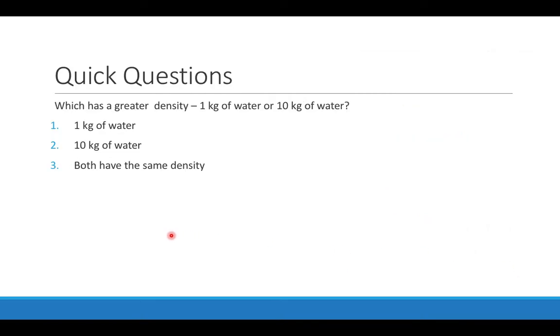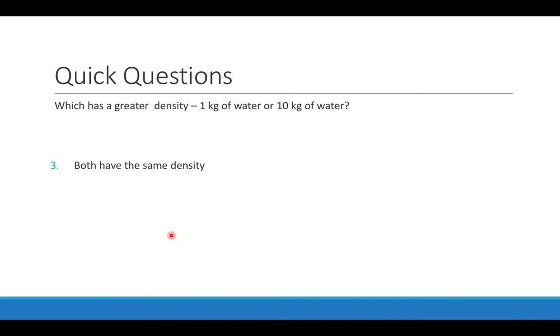So let's examine a couple of these quick questions to see if we have a good understanding of what's going on. So which has a greater density, 1 kilogram of water or 10 kilograms of water? The first thing you might say is, all right, well, I've got 1 kilogram of water, I've got 10 kilograms of water. So 10 kilograms of water is obviously more water, but does that mean that it has a greater density? And the answer to that is no.